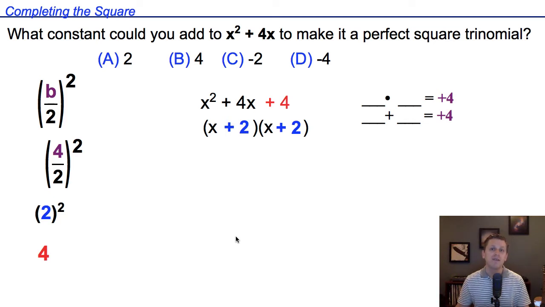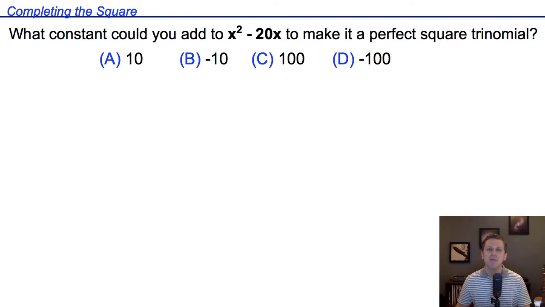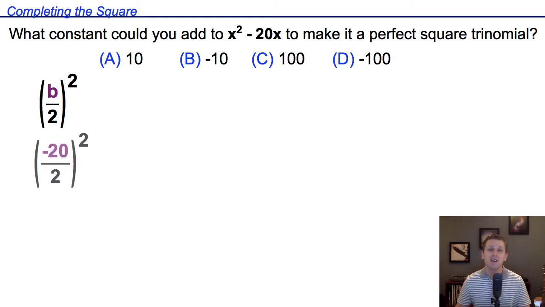Let's try another one of these examples. In this problem here, what constant would you add to x squared minus 20x to make it a perfect square trinomial? In order to create a perfect square trinomial, take half of the b term and square it. The b term in this example is negative 20. Half of negative 20 is negative 10, and when we square negative 10, we get 100. 100 is the constant that we should add to create a perfect square trinomial.